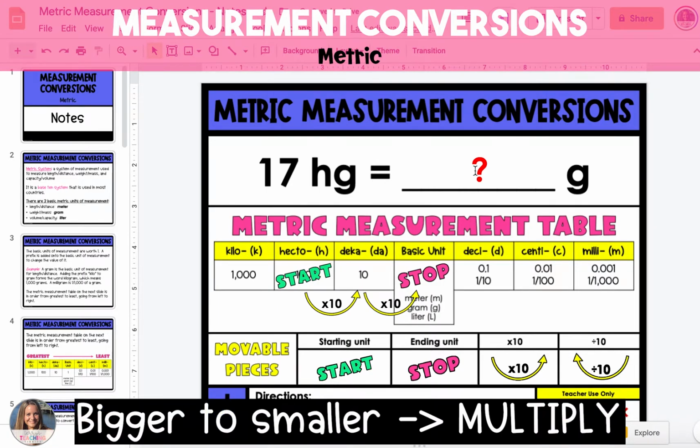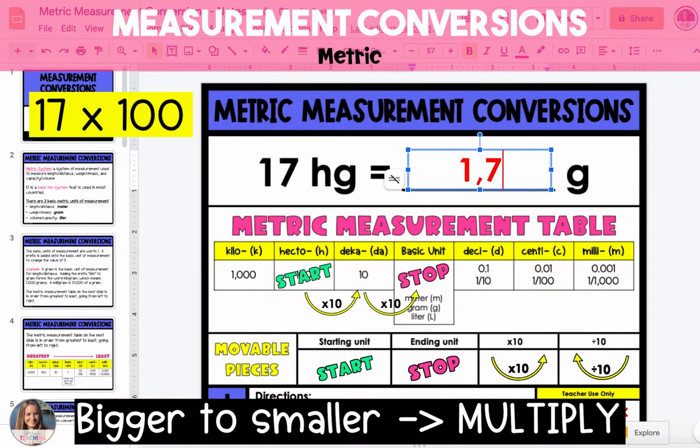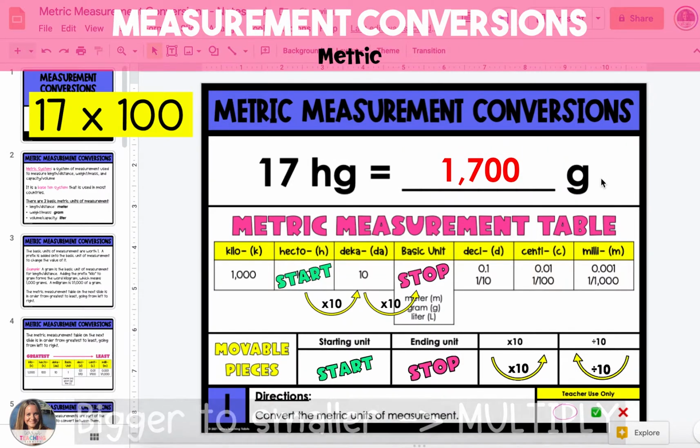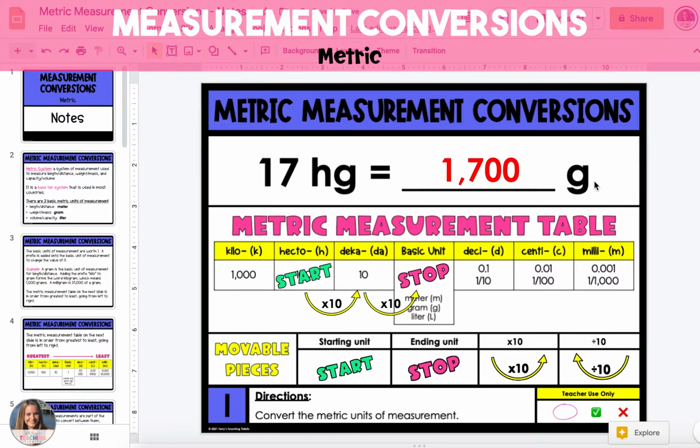When converting from a bigger unit to a smaller unit, you always multiply. So 17 hectograms multiplied by 100 is 1,700 grams.